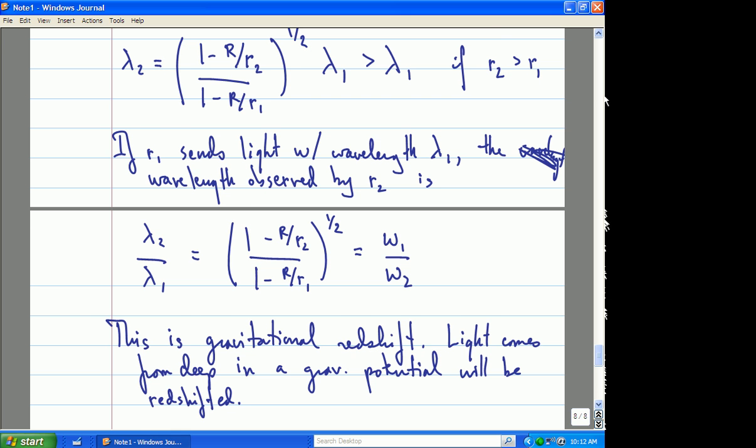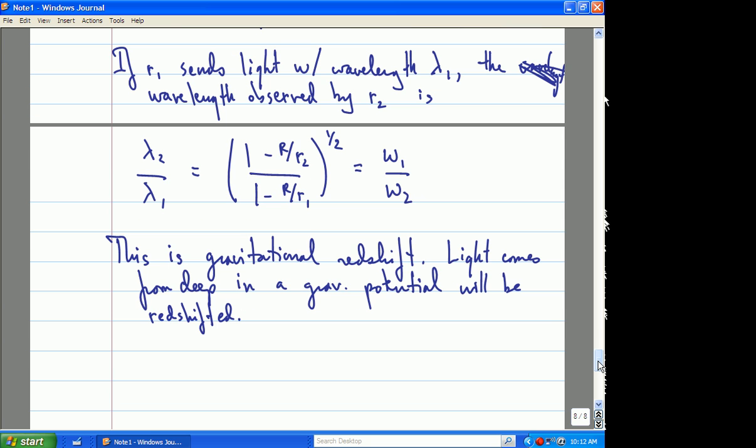And in fact, this was the third classic test of general relativity proposed by Einstein, which was in fact observed in the 50s by Pound and Rebka. So this was first observed by Pound and Rebka. I believe it was in the 50s. I'm not actually sure. But since then, it has become, in fact, a rather commonplace effect, and perhaps the most widely used effect of general relativity.